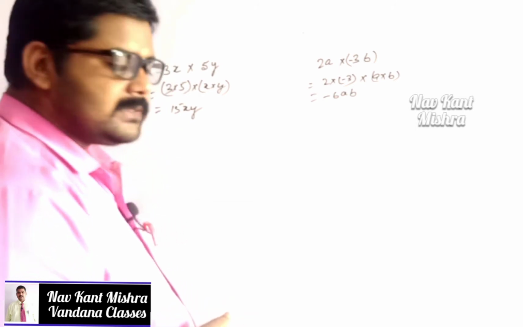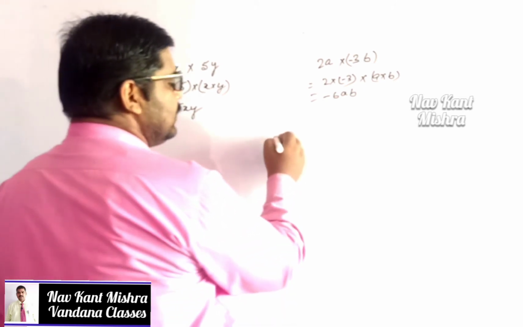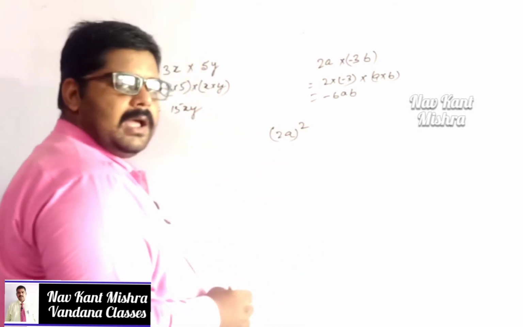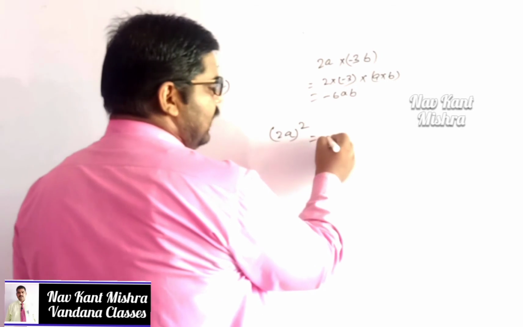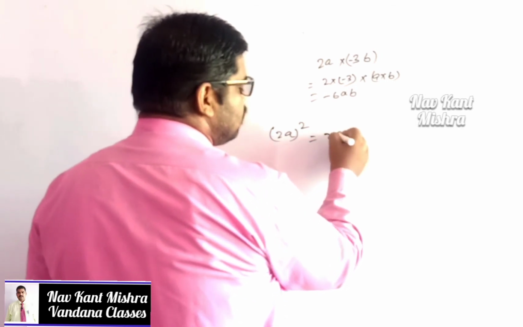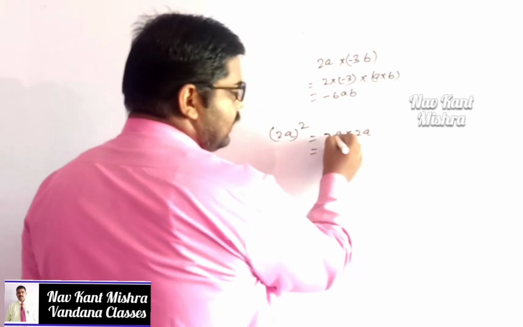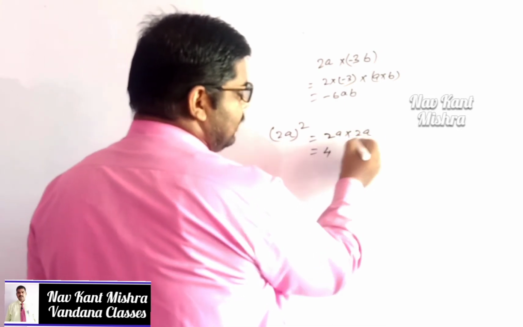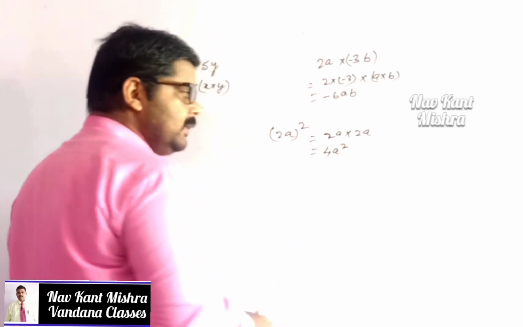A third case is when a question is given in this form, and what is its meaning? Actually its meaning is 2a into 2a, and you know very well that 2 into 2 is 4, and a into a is a square.